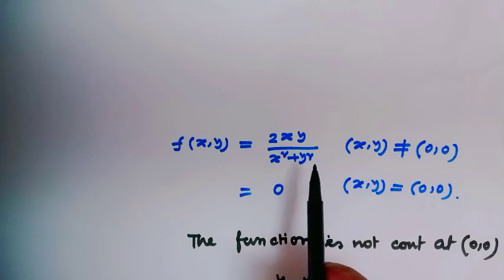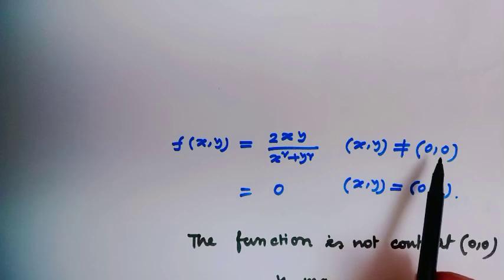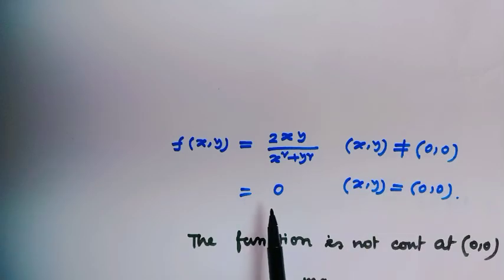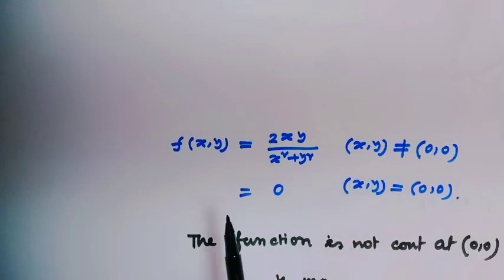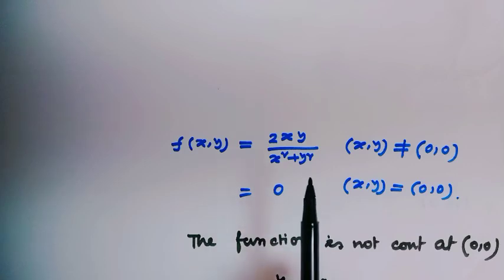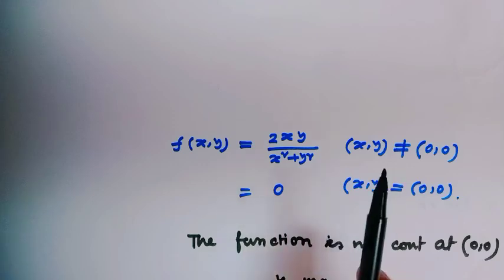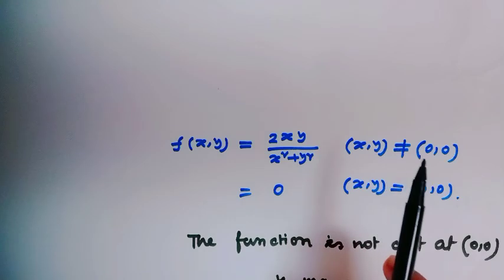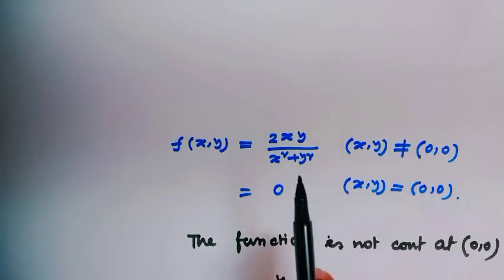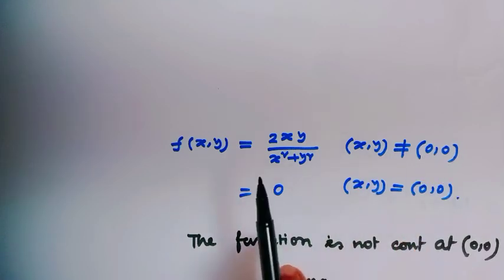f(x,y) equals 2xy over x square plus y square when x and y are both not equal to 0, and 0 when x and y are both equal to 0. If x equals 0, the function value is 0. Similarly, if y equals 0. Also, when I fix x and change y, I get a continuous function. Similarly, when I fix y and change x, I also get a continuous function.